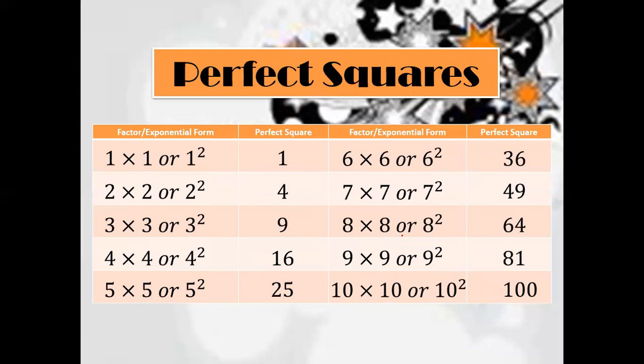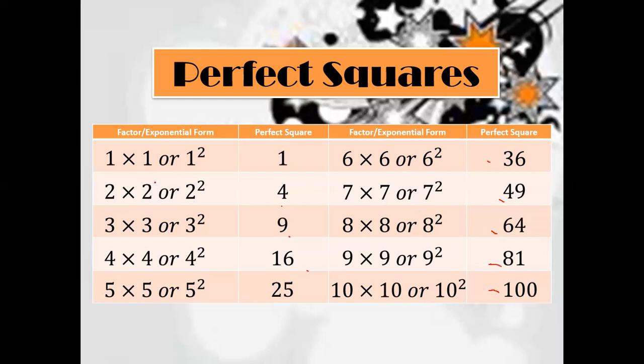So, examples of perfect square numbers represented in an exponential form. For 1, we have 1 times 1, that will give you 1 squared. Therefore, we can say that 1 is a perfect square number. Same with 2 times 2 or 2 squared, it will give us 4, and 4 is considered as a perfect square number. The same thing for 9, 16, 25, 36, 49, 64, 81, and 100.